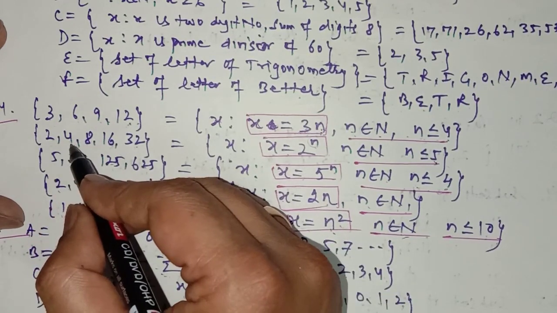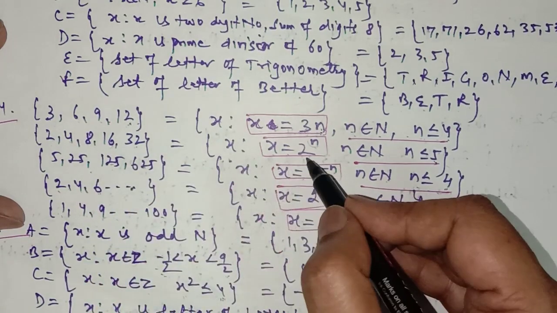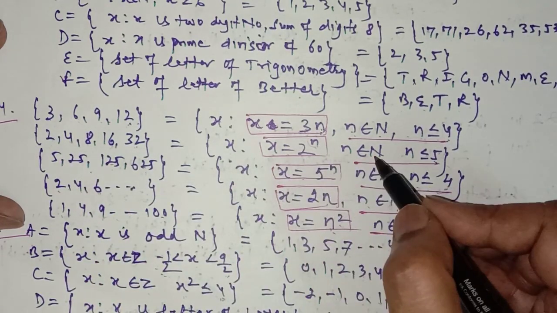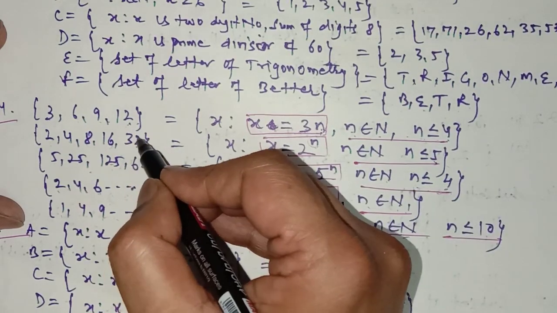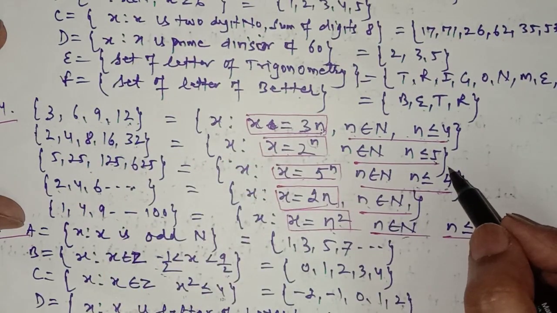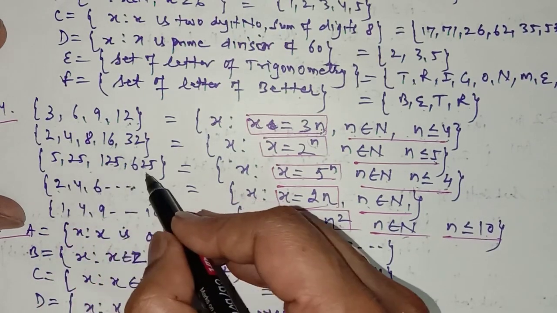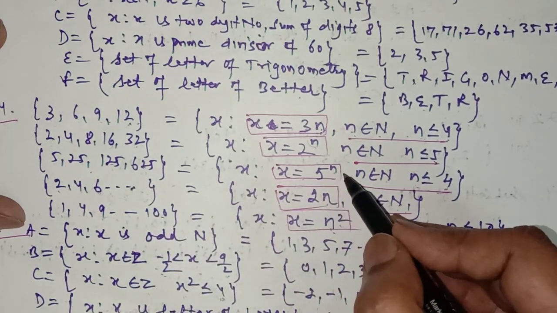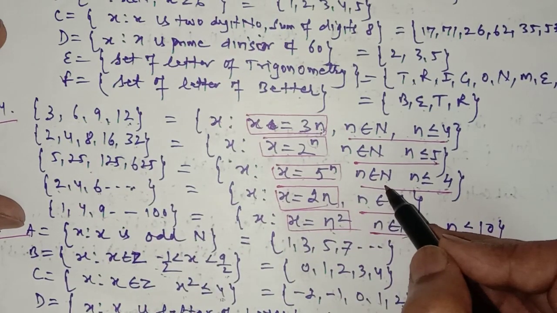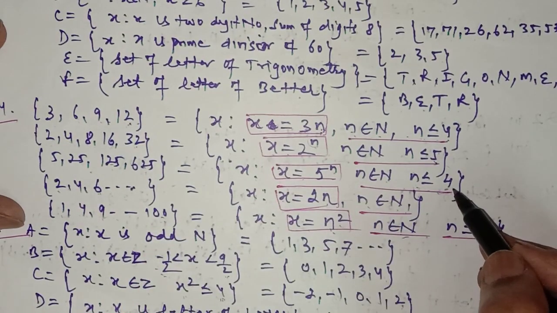2 raised to power 1, 2 raised to power 2, 2 raised to power 3, 2 raised to power 4, 2 raised to power 5. Means x is 2 raised to power n, where n is a natural number and the power goes only up to 5, that is n less than or equal to 5. Then it is 5 raised to power 1, 5 raised to power 2, 5 raised to power 3, 5 raised to power 4. So again x such that x is equal to 5 raised to power n, where n belongs to natural numbers and the power is only up to 4, that is n less than or equal to 4.